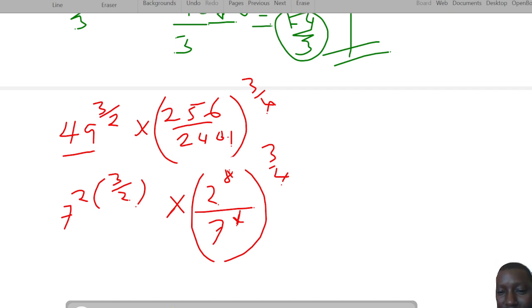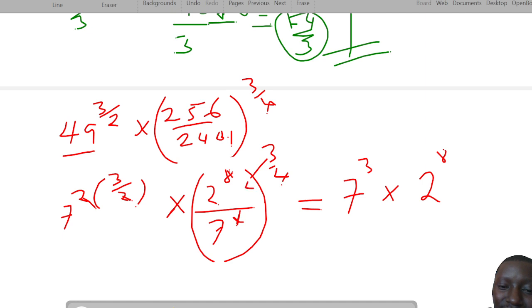Now, class, what follows next is this one here. This can be this one, this one. So we have 7 power 3, then times 2 power 8. I can now spread this power inside here, and I can also spread it here. This power. So I have 2 power 8 times 3 all over 4.